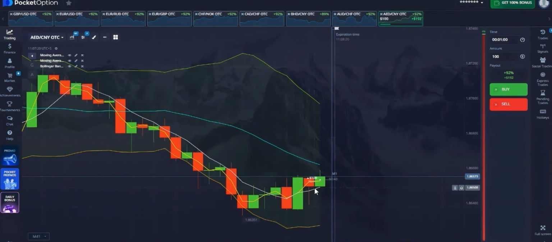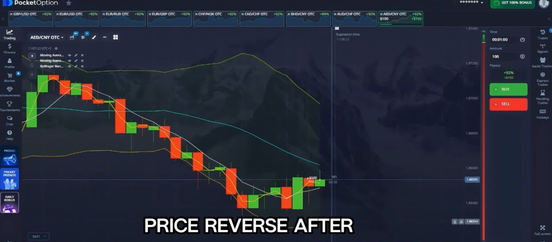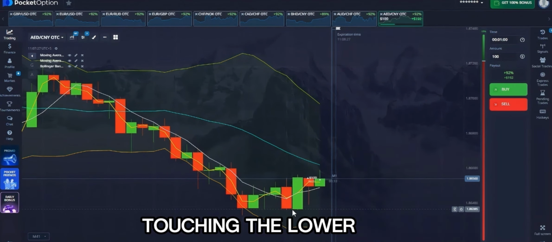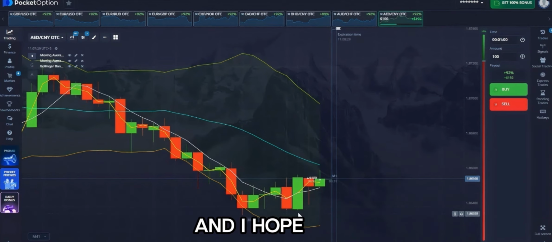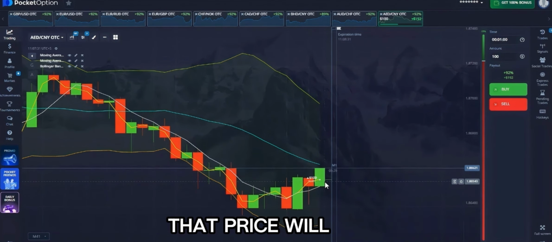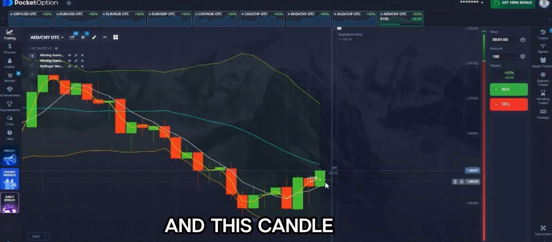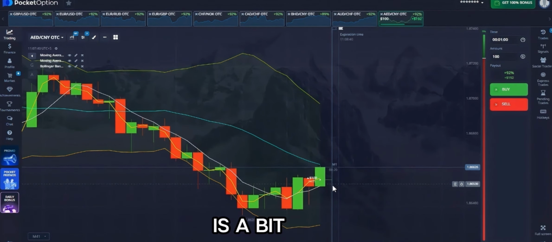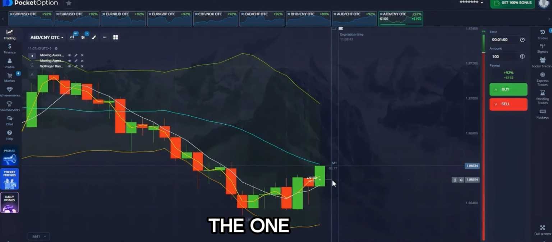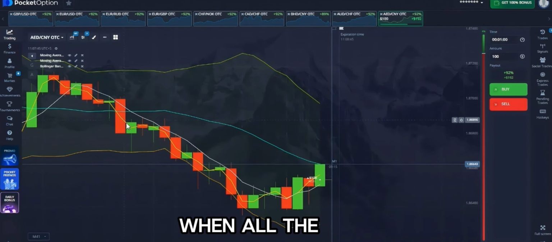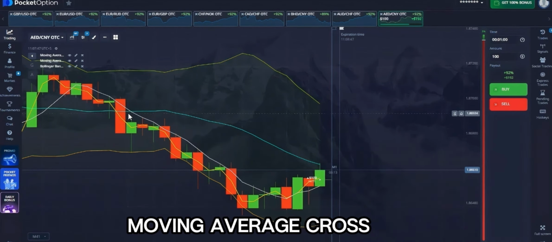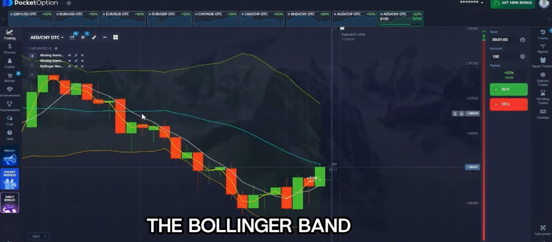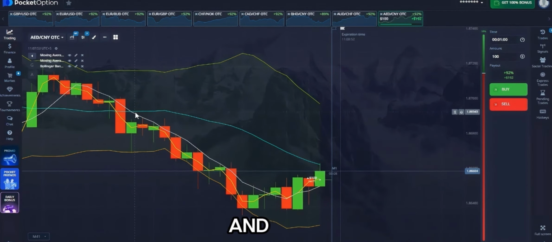Price is touching the low Bollinger Band, and I hope that price will go above and this candle will close green. This signal is a bit less strong than the one when all the moving averages cross the Bollinger Band, and then we open the trade.